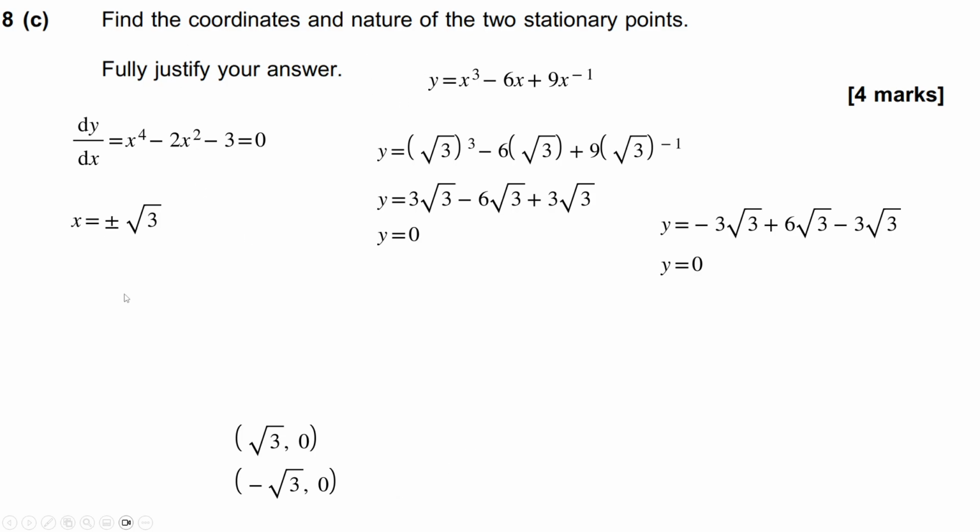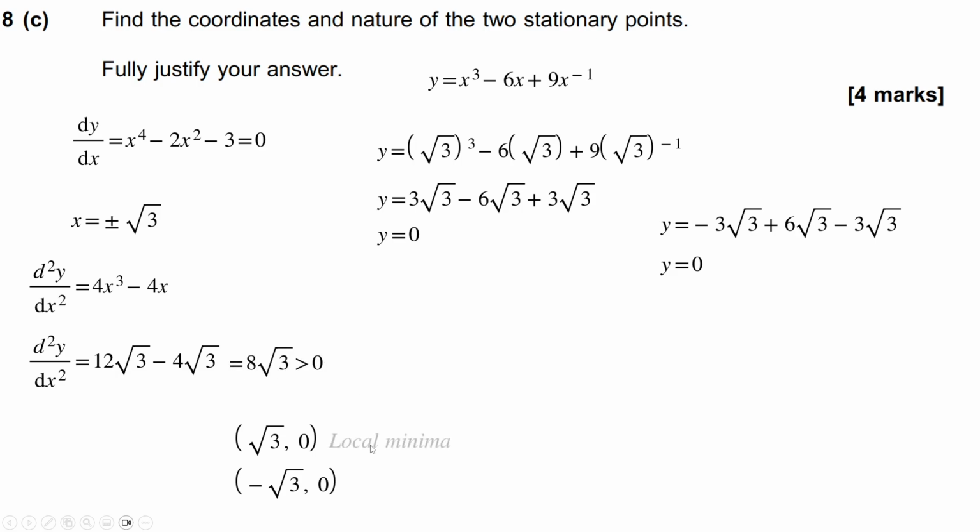And then you want to find the nature of them. So we need to differentiate again, because that tells us the nature of the point. So this is going to be 4x cubed minus 4x. Plug in root 3 and then plug in minus root 3. If you plug in root 3 first, this is clearly positive, greater than 0, therefore it's a local minimum. If you plug in minus root 3, you'll get minus 8 root 3, which is less than 0, therefore this is a local maximum.